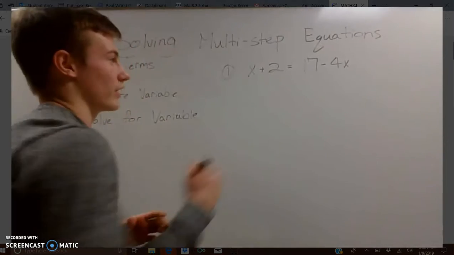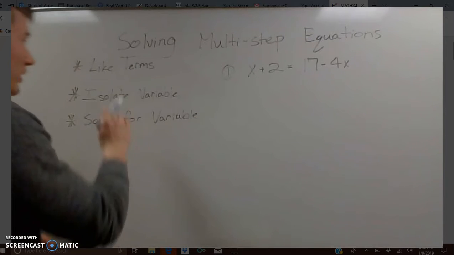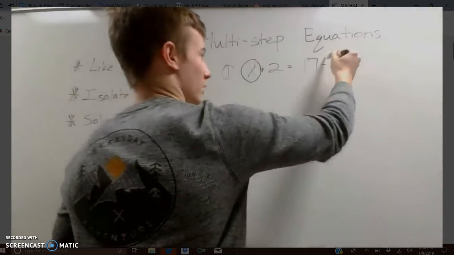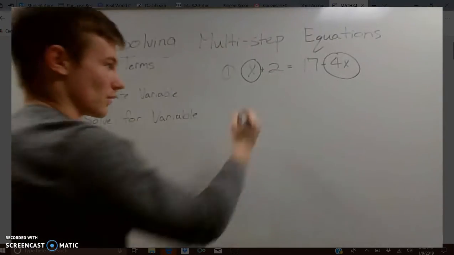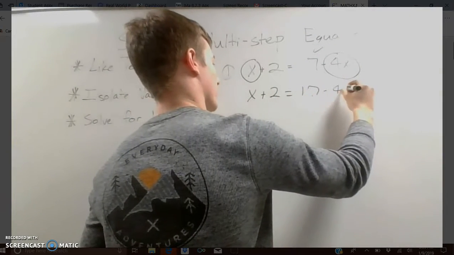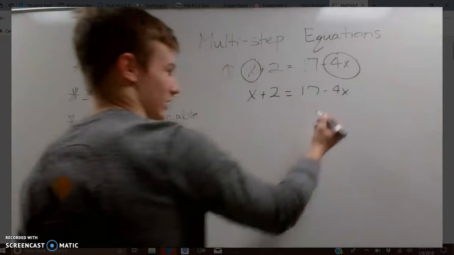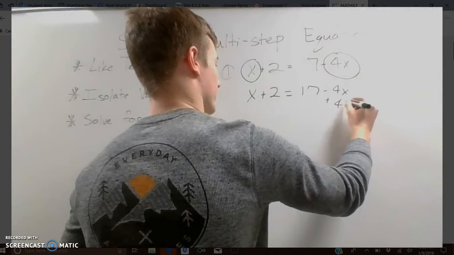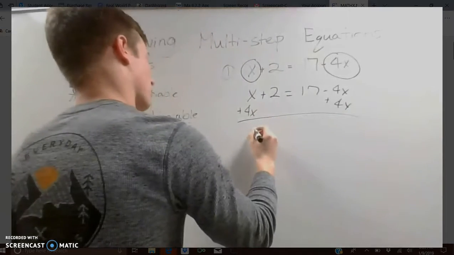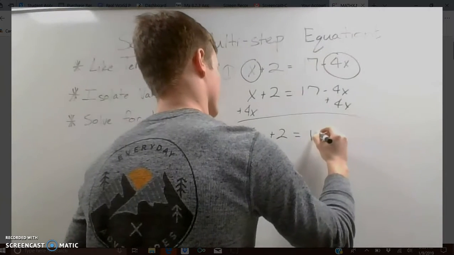So number one, we have x plus 2 equals 17 minus 4x. So what I said here, we want to get our like terms. So our like terms here are x and 4x. So we have x plus 2 equals 17 minus 4x. So these like terms, we want to get them on the same side. So that's our overall goal, is get these like terms on the same side. So what we're going to do is we're going to add 4x to both sides, which gives us 5x plus 2 equals 17.